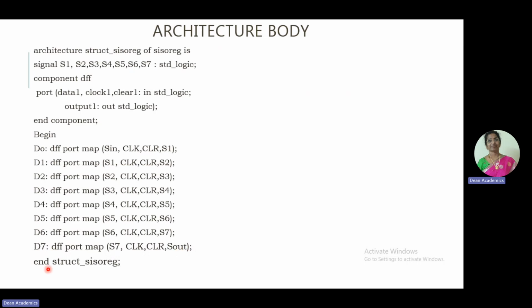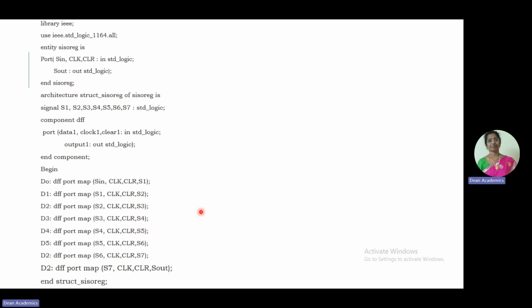And after that, end structural style. That means end the architecture name. So in this way, we can write the VHDL program for the serial in, serial out shift register. Hope you have followed this lecture. And let me show you the entire program like this: library declaration, entity declaration, and architecture body in structural style of modeling.